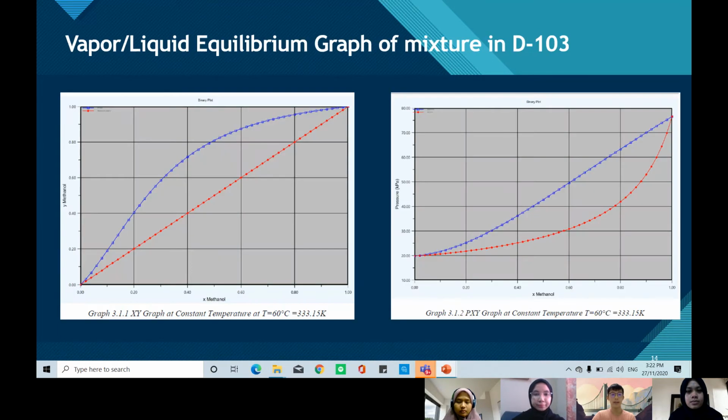For the first part, which is the VLE graph of the mixture in D103, graph 3.1.1 and graph 3.1.2 are the XY graph and PXY graph at constant temperature T equal to 60 degrees Celsius. Next.